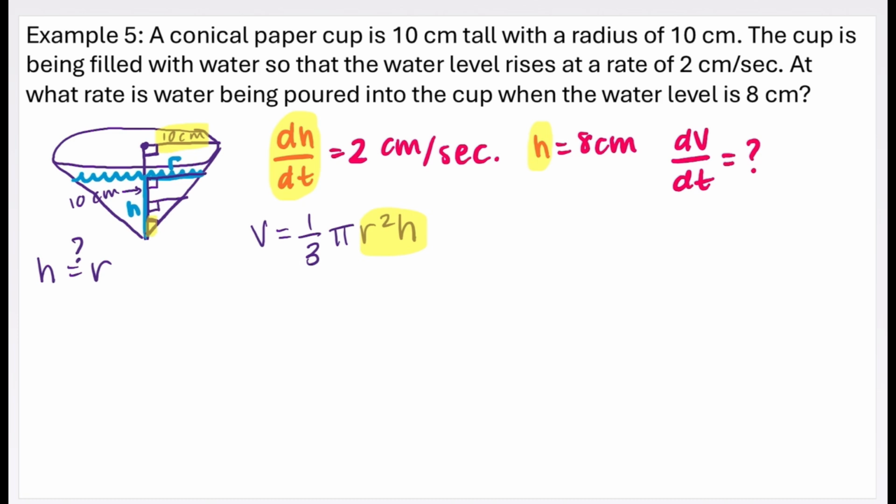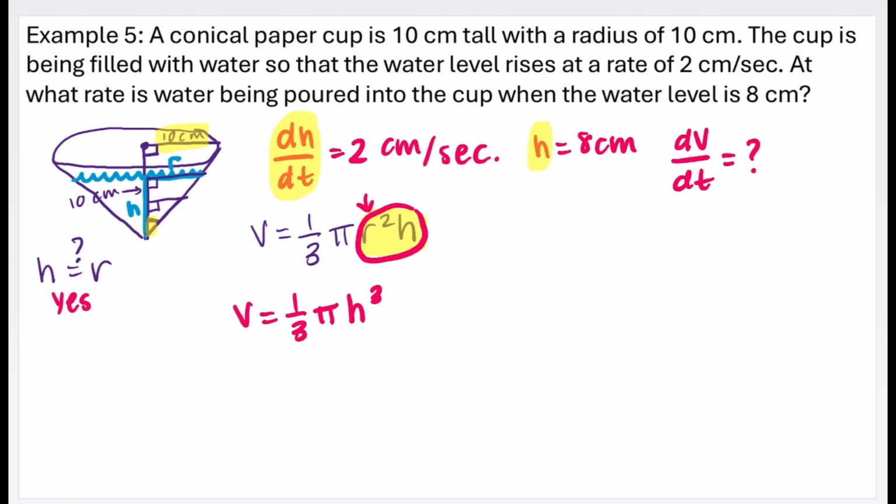So is height equal to radius? Yes, it is. Okay, and that's by angle similarity. So I'm going to go ahead and rewrite this piece of my formula and replace r with h. So it's going to become volume equals 1/3 pi h cubed, because technically I'm replacing this r with h. That's h squared, and one more h makes h cubed.